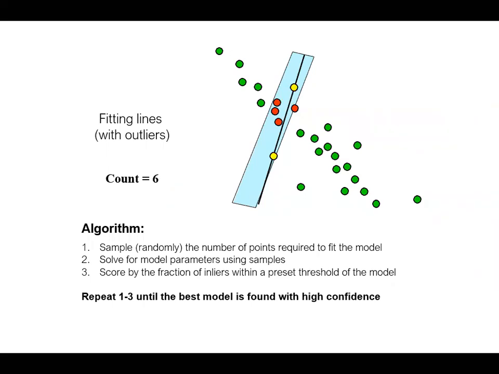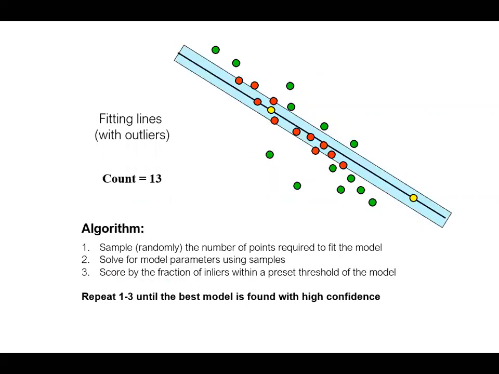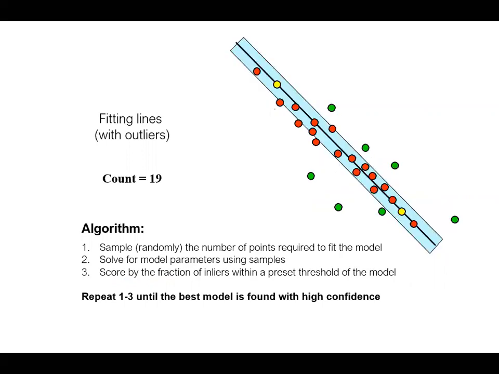Then repeat. Because I already scored by the fraction, this count is 6, before it was less. Repeat this, take another 2 points, so I took the yellow points, and then draw the lines, and then do the same things with the inliers and so on and so forth. If you count this, you'll find that they are 13. Keep doing this, choose another 2 points, draw the lines, take the acceptance distance, and then count the inliers. Here you find the 19.